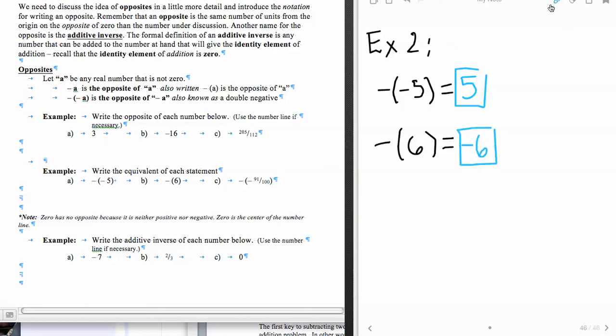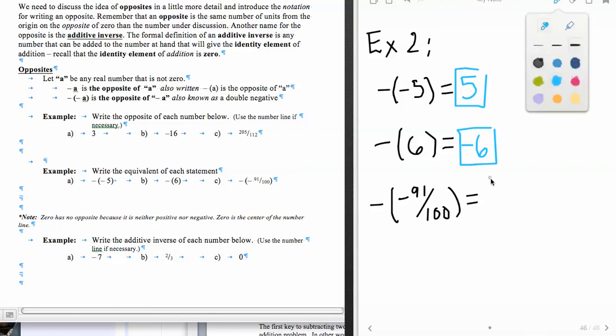And then our last example here, we have the opposite of a negative 91 100ths. So the opposite of a negative 91 100ths, well, the opposite of a negative we know is a positive. And so that's what we're going to write. The opposite of this thing is equal to a positive number. And this is going to be a positive 91 100ths.